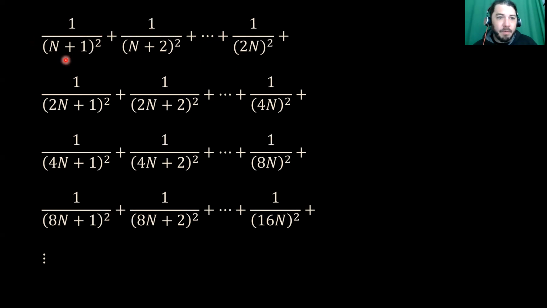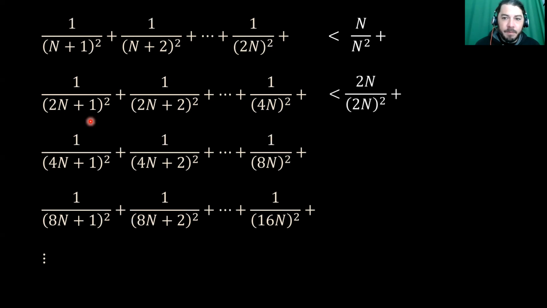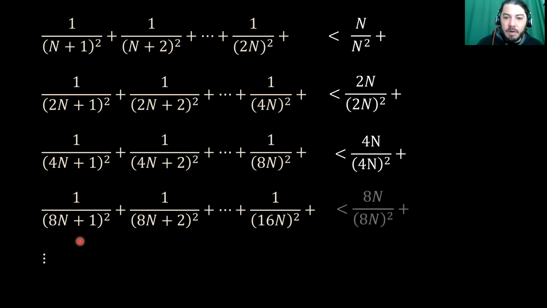Recall, when n was 13, this was 14 to 26. So there's n of these terms, and each of them is smaller than 1 over n squared, so that's less than n over n squared. The second line has 2n terms, and each of them is smaller than 1 over (2n) squared. For the next line, there's 4n terms, each smaller than 1 over (4n) squared. And for this last line, well, it's not really the last line, it's just the last line I had room for, but you can continue the pattern. There's 8n terms, each smaller than 1 over (8n) squared.